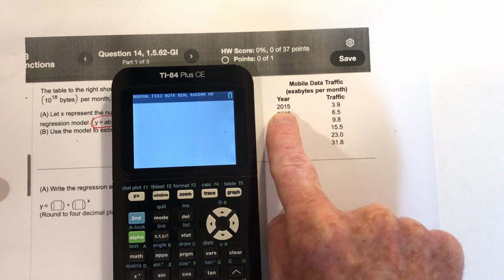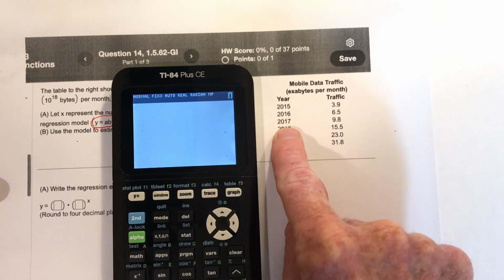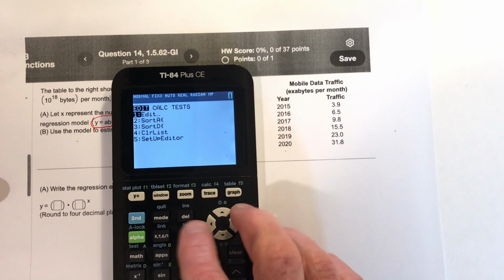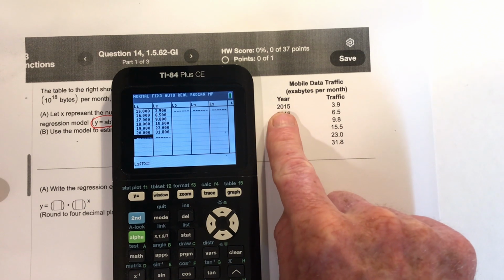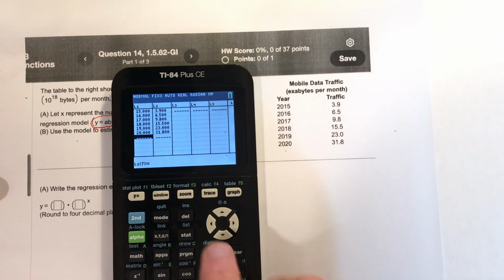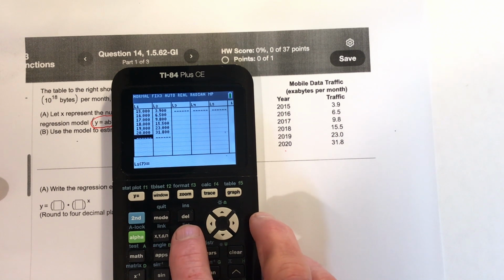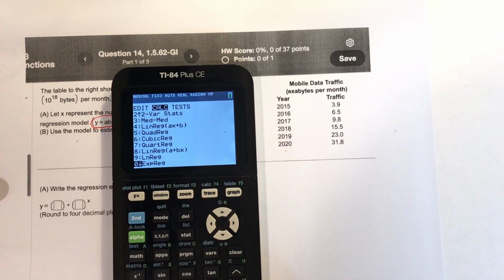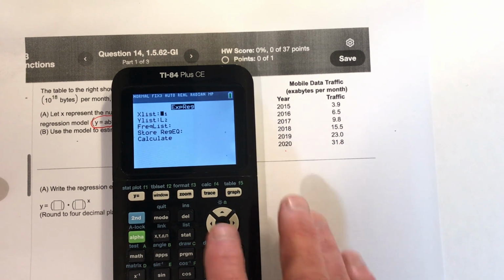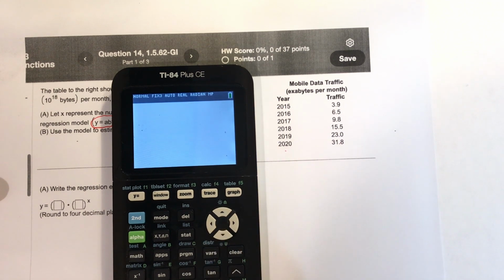So as I mentioned at the beginning, instead of putting 2015, you could just put 15, 16, 17, etc. So when I go back to the list, and then I put 15 and 16 and 17 and 18 and 19 and 20, instead of putting the whole 2015, 2016, then it works. So then I go to Stat, move over to Calculate, and then do the exponential regression. And this is still list 1 and list 2, and then Calculate, and then the calculator's happy.